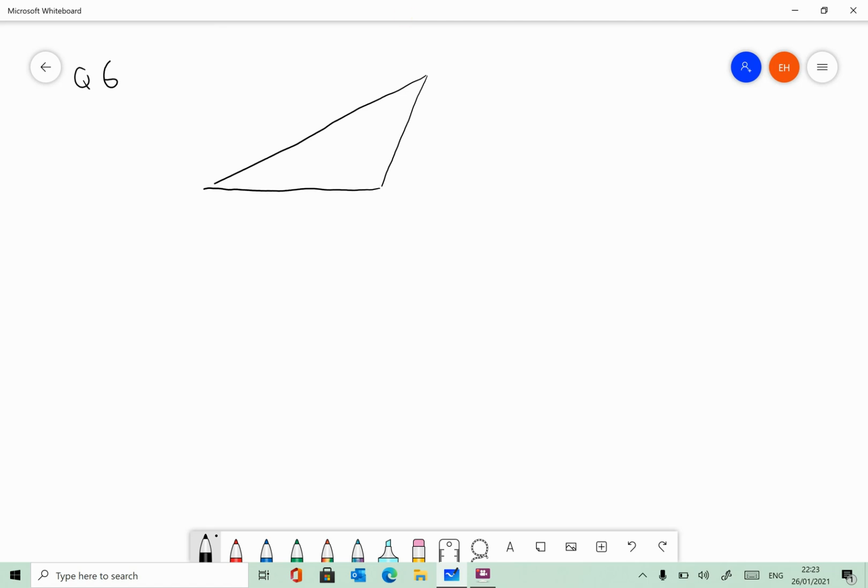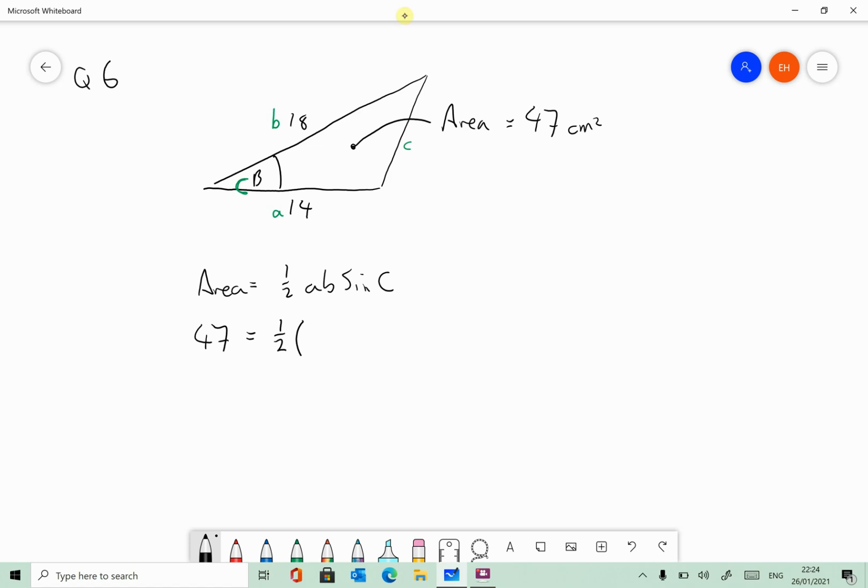So we have 18 here, and we have 14 here, and we have the angle B, and we're told that the area is 47 centimeters squared. So when I put it into my formula, I need to label it up first. I call the angle I'm talking about C, A, B. That's small, so no need to write it. So area is equal to a half AB sine C. We know area is 47. A half is just a half. A is 14. B is 18. And sine C then.